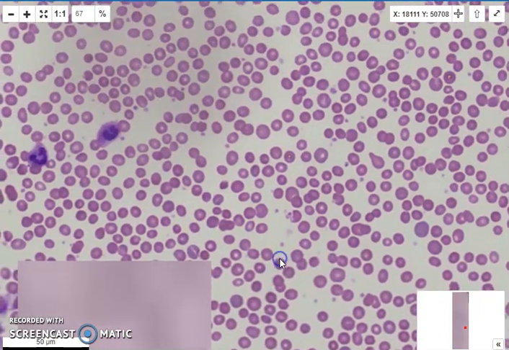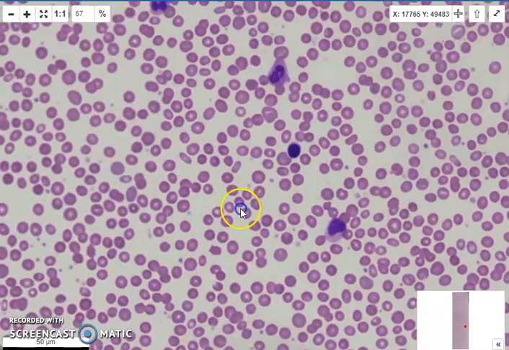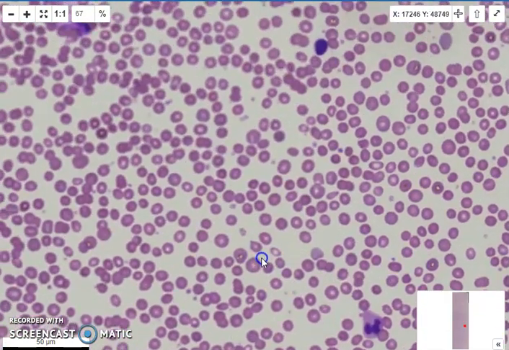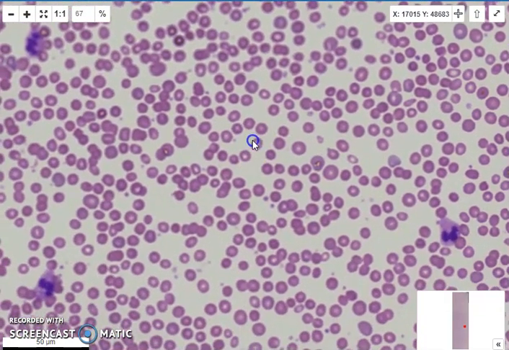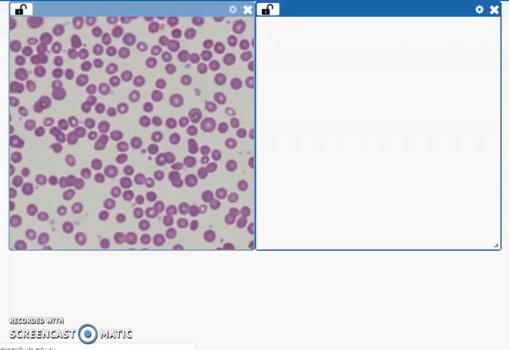So we're going to look at this slide: mild hemolysis, spherocytes, polychromasia. There was a slight left shift. We did have a myelocyte on the screen before. It's a metamyelocyte up there. And we're going to compare that to a slide that is autoimmune hemolytic anemia. So autoimmune hemolytic anemia is slide 5.4a.